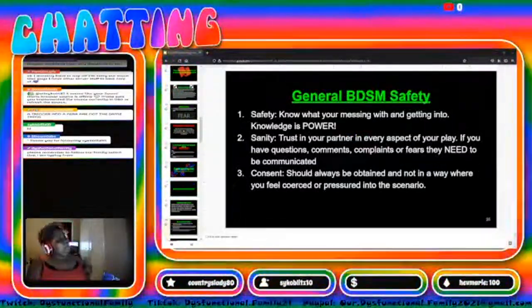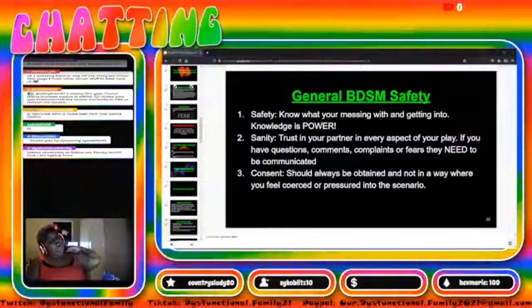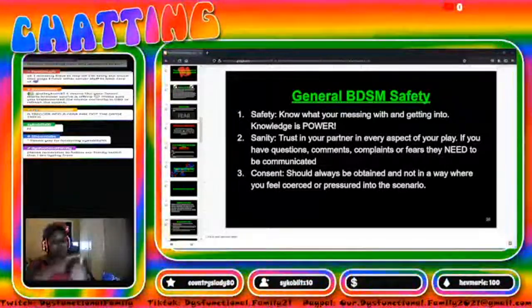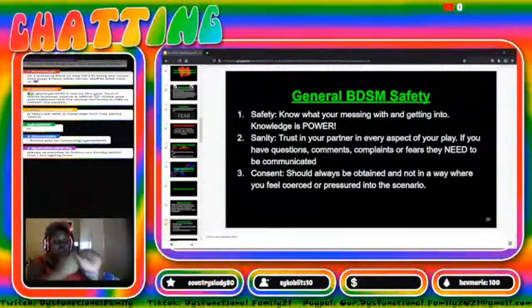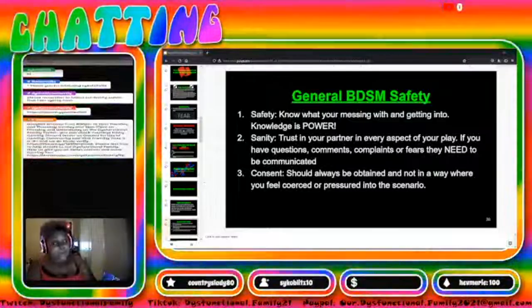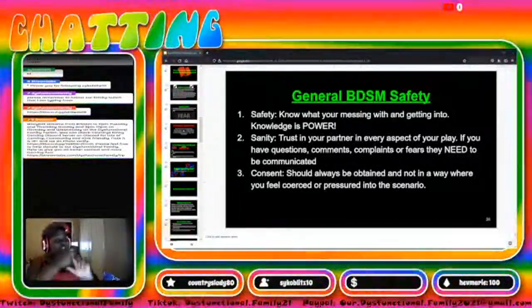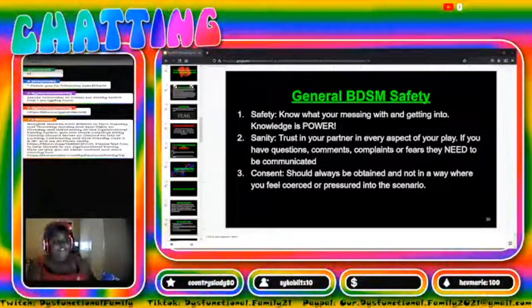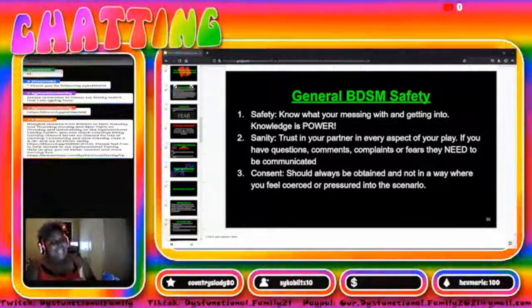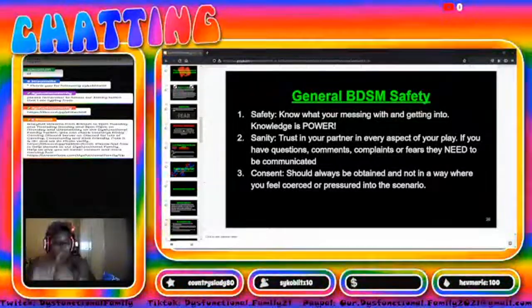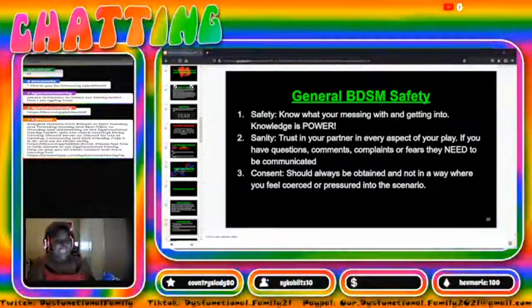Safety. The three things you want to know when you're doing anything in the BDSM lifestyle is you want to make sure you are safe. You know what you're getting into. Knowledge is power. You are sane. Have you been drinking? Do you trust your partner? Has everything been communicated? And consent. Make sure it's always obtained for every little thing you do, every time.